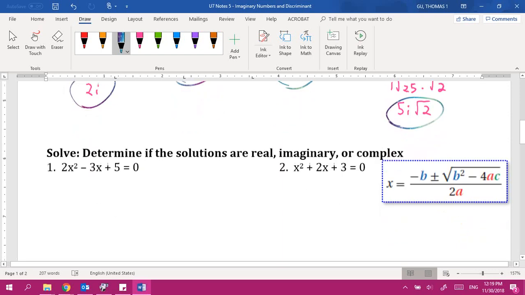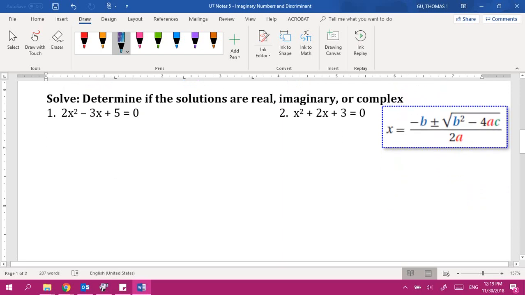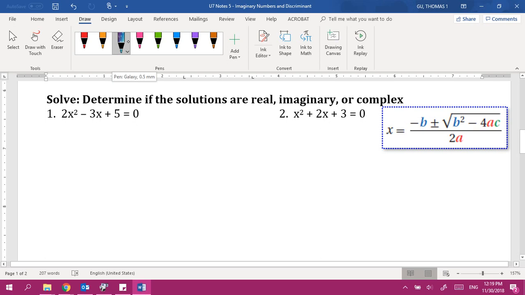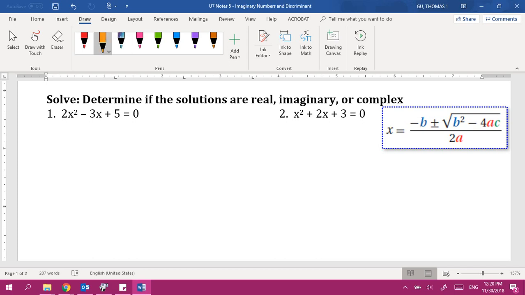Okay, so now we're actually going to use this idea of i in our quadratic formula to find answers. Right here we have plus or minus in the formula, so this time we're going to use plus or minus, okay? All right, so this says solve. Determine if the solutions are real, imaginary, or complex. So we need to find the solution and then tell if it's a real number, an imaginary number, or complex. First things first, we got to see if it's set equal to 0. Is number 1 set equal to 0? Yes, it is.